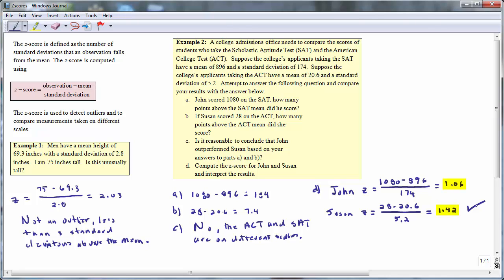So this shows that Susan is the better student, since she is 1.42 standard deviations above the average, where John is only about 1 standard deviation above average.